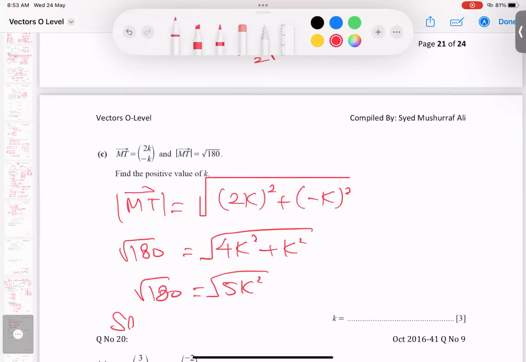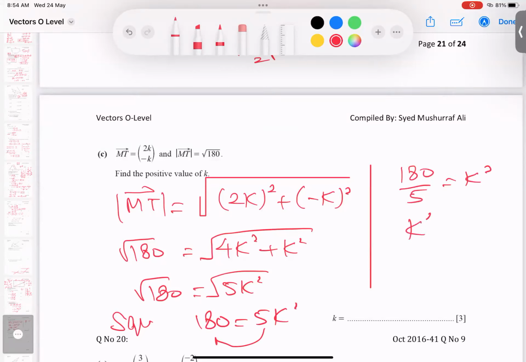So squaring both sides, what happens? The root will cancel out. And now 5 will go under it. I will get what, students? 180 over 5, and k squared. So 5 3s are 15 and 5 6s are 30, and take a root. I get two answers, plus and minus. And you know it is mentioned here, positive value, so I will leave the negative and take the positive. And sorry, this is a 6, not 36, because I took the root. So the k value is coming 6, and I hope the point is very clear, and the question is over.